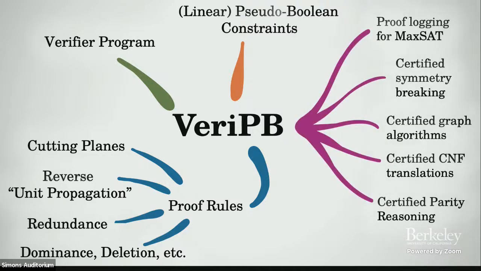And we have all these applications for VeriPB, some of which you've heard about: proof logging for MaxSAT, certified symmetry breaking. There's also other things which you haven't heard about. We can certify graph algorithms using VeriPB. We can do certified CNF translations. I think we heard a little bit about that. Certified parity reasoning. So there's lots of things that can be done with this proof system, and the question arises, can constraint solving get in on this party? And I'm going to argue the answer is yes.